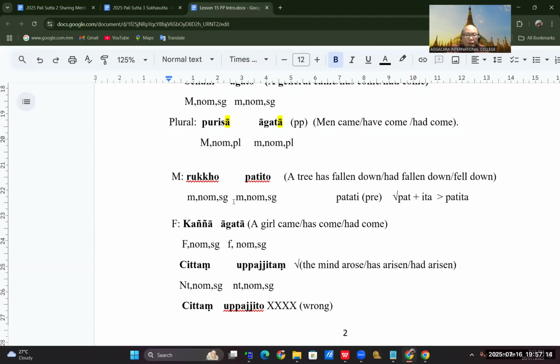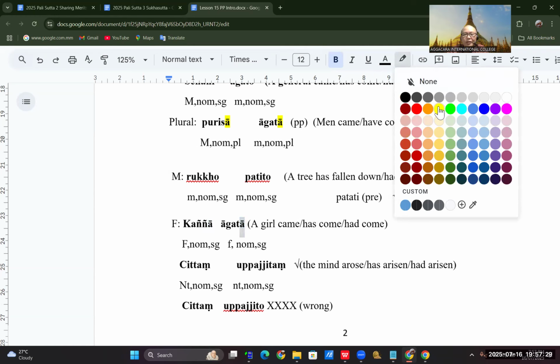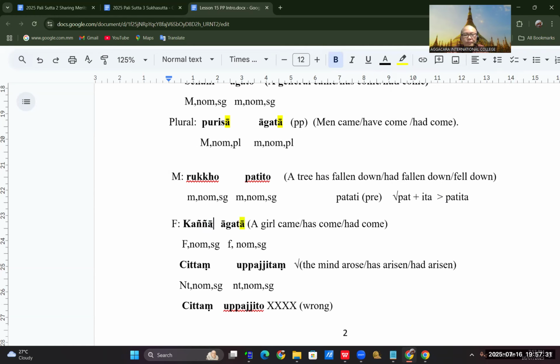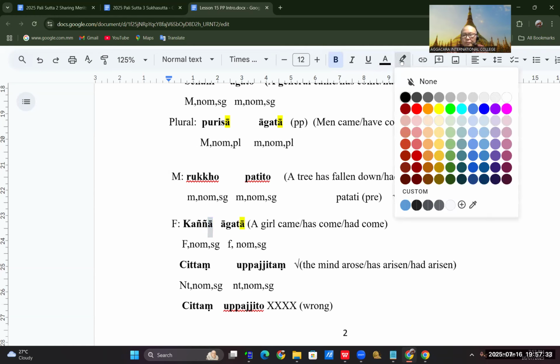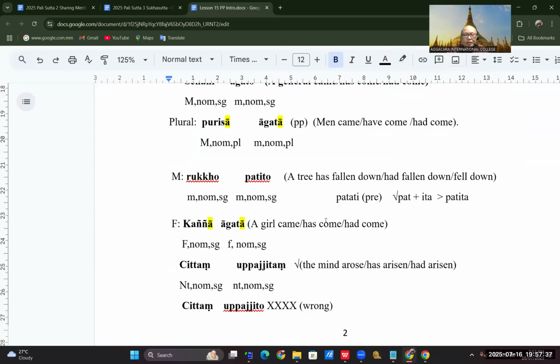No problem. Now, the next one, this is a feminine. So F for feminine. So we need to put long A because it's feminine. So Kanya, a girl, Agata. So you should put long A here because Kanya is feminine. This means that the past participle, this Agata, should follow the Kanya. Okay, so it's okay, no problem.